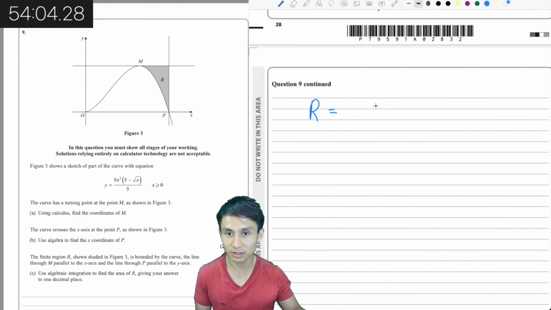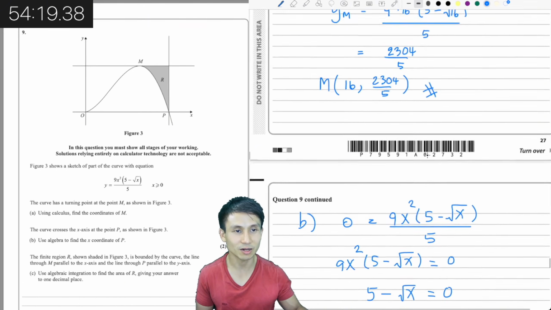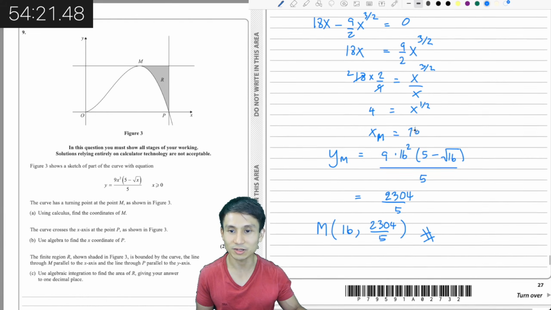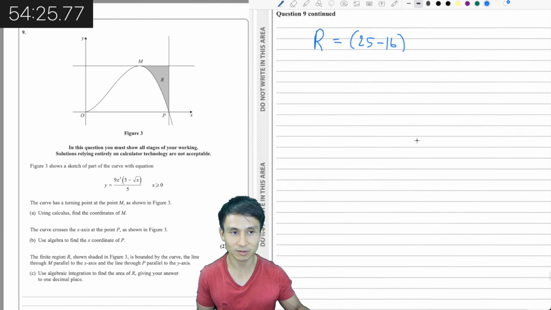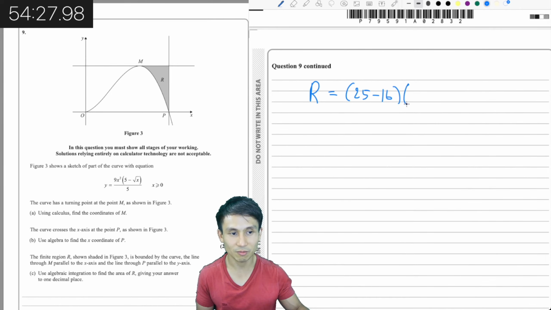So the rectangle there is just the width times the height. So the width is 25 minus 16, right? Because it's just the length between M and P horizontally. Let me check that I got M and P right. So M is 16 and P is 25. So we subtract them, and then multiply with the height.